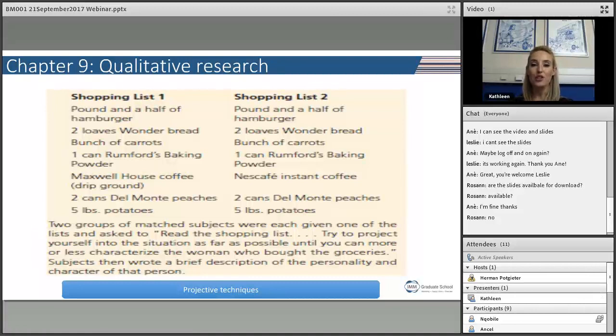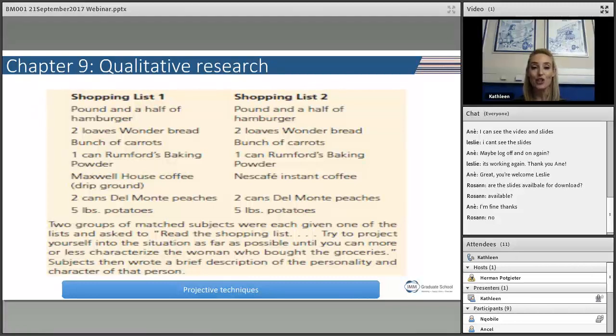Then when we use our projective techniques, we would often include 2 different samples. In the example that you have on the screen here, which is also in your textbook, you'll see that 2 different groups of people were tested so that you can compare the results between the 2. In this particular projective technique, people were given one of 2 shopping lists, and they had to try and say who they thought they were based on the shopping list that they were given.